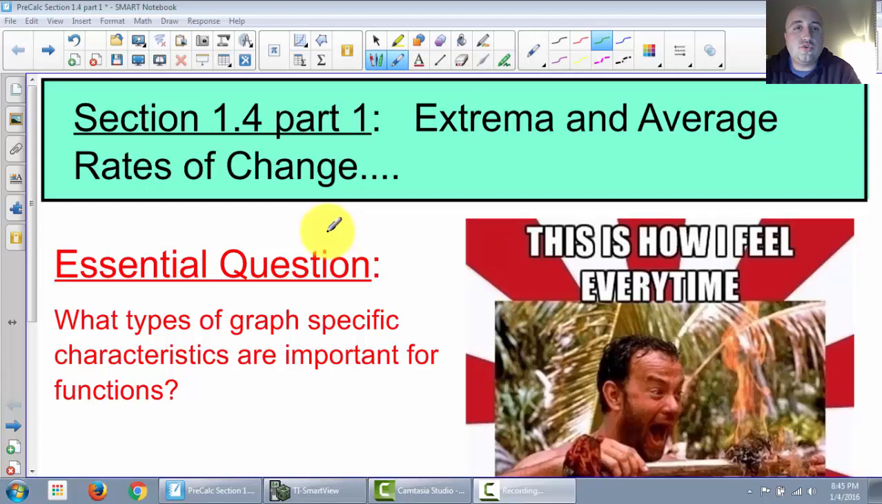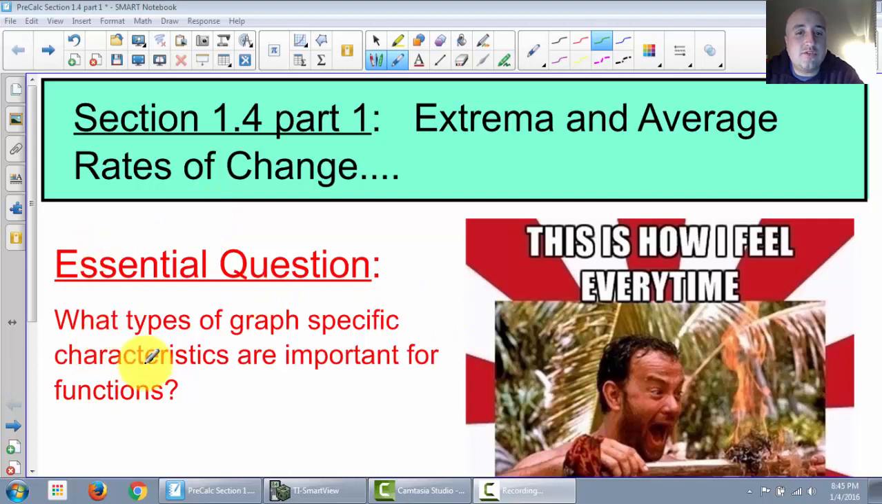All right, welcome to section 1.4, part 1. The section title is called Extrema, which you probably don't know what that is yet, and average rates of change. Both of these you may not know what they are, but you will in due time. So the essential question is still the same thing that we had from last section.